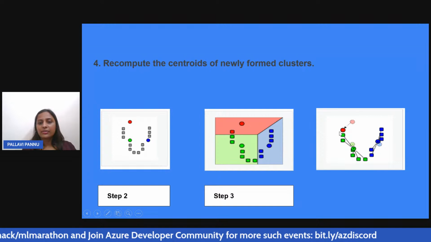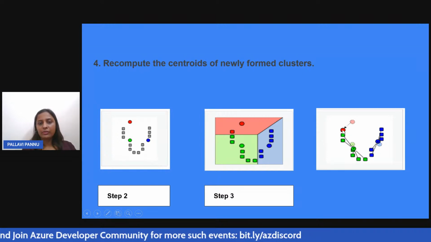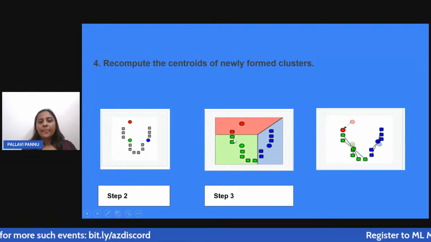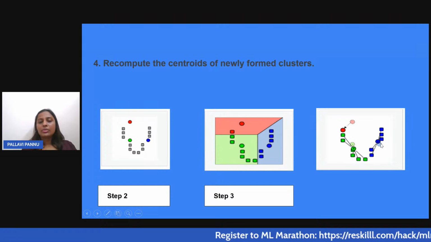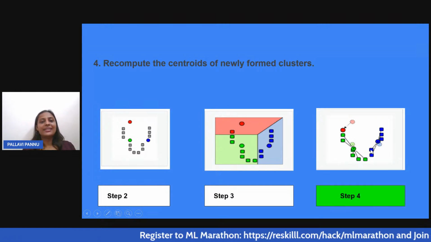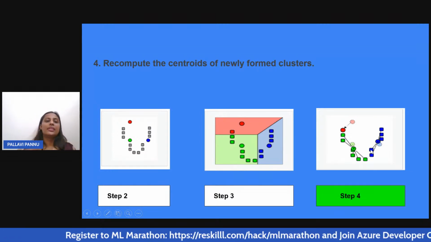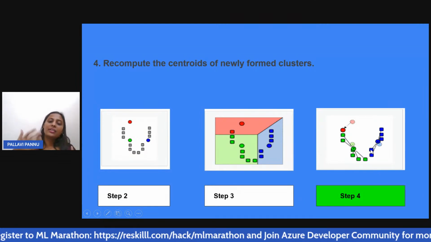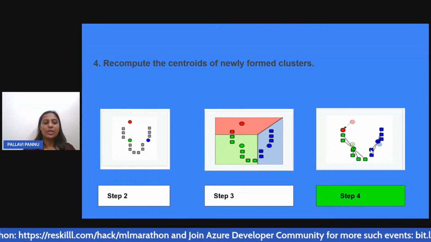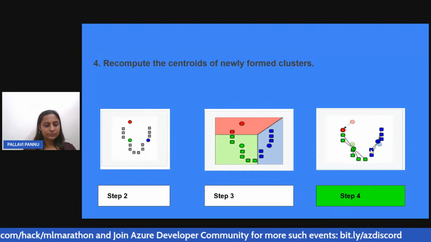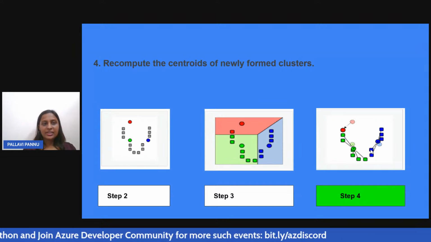Now the new centroid will be this. For this data set, if you calculate the centroid, it will also move to this, right? So you have to compute the cluster center again, because it's an iterative algorithm, and it will try to do that. Okay. Next is recompute the centroids of newly formed clusters.